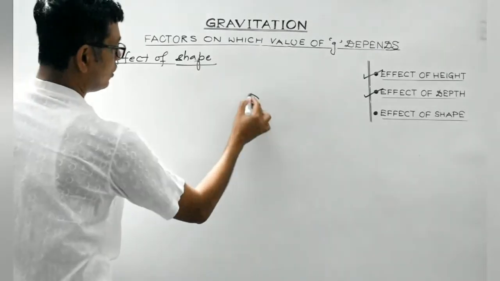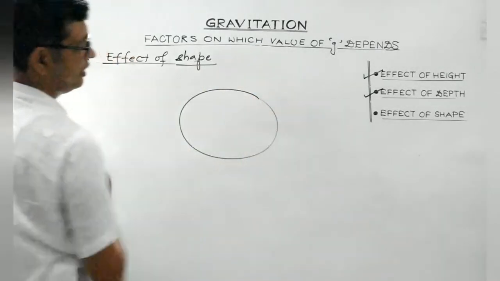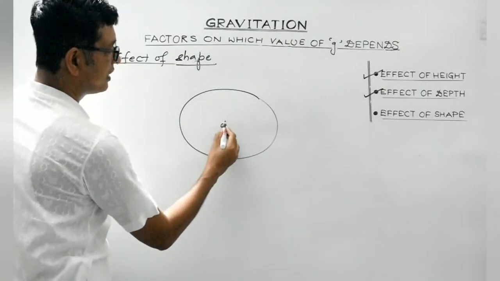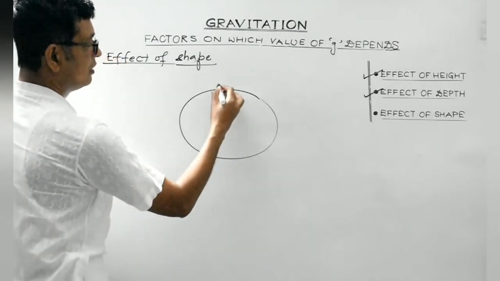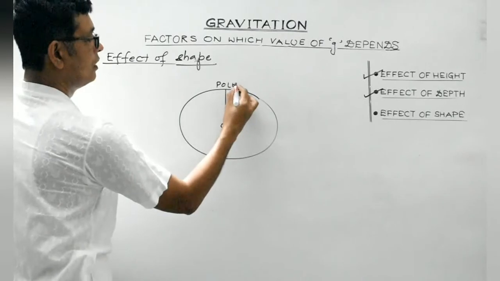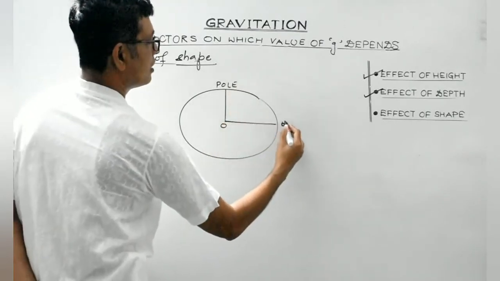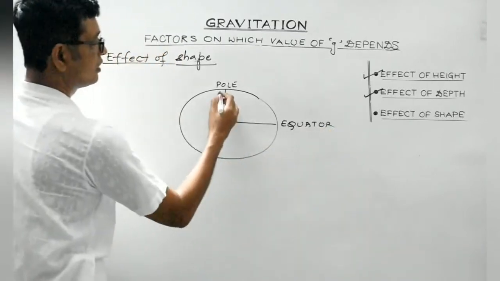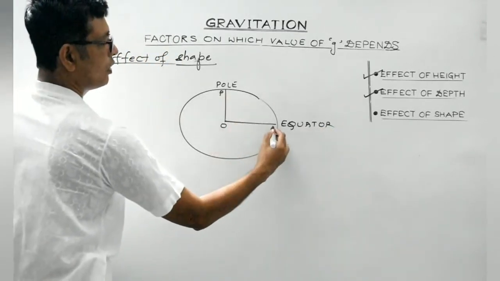So, earth is actually ellipsoidal. It's not perfectly spherical. This can be considered the center. This is the pole, and this one is the equatorial region. Consider this to be point P, this to be point E.